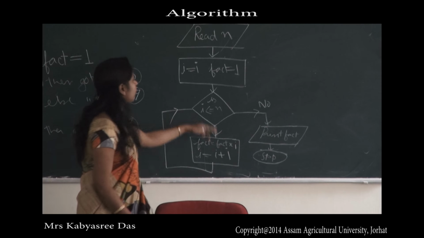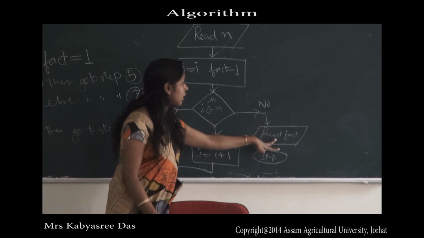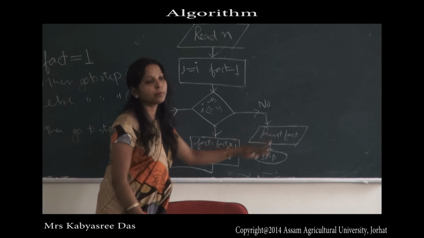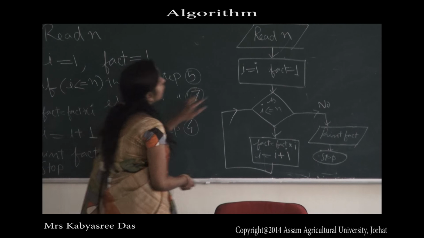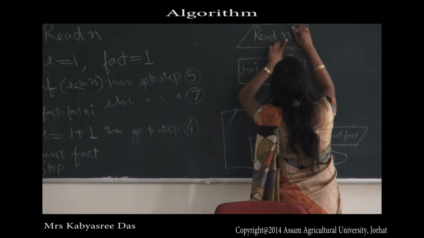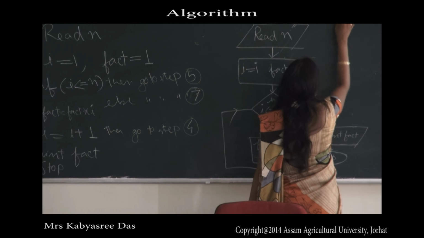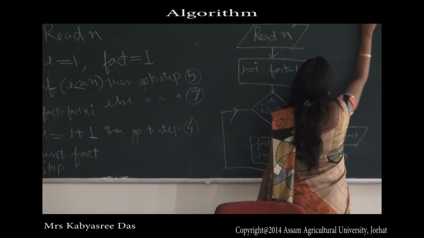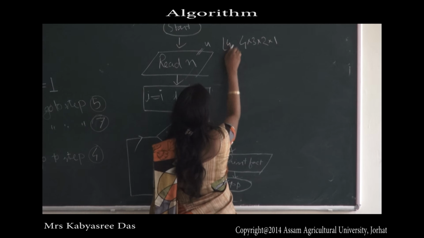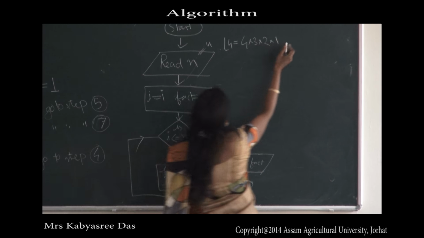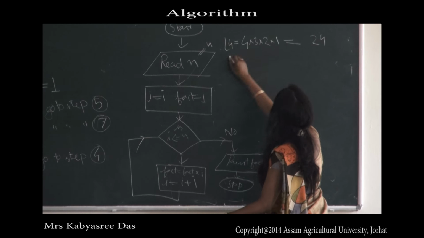It is in the loop. When I is greater than or equal to n, it will come out of the loop. If I put the value of n as 4, then what should be the result? 4 into 3 into 2 into 1. Yes, the factorial of 4 is equal to 4 into 3 into 2 into 1. What is the result? It's 24.